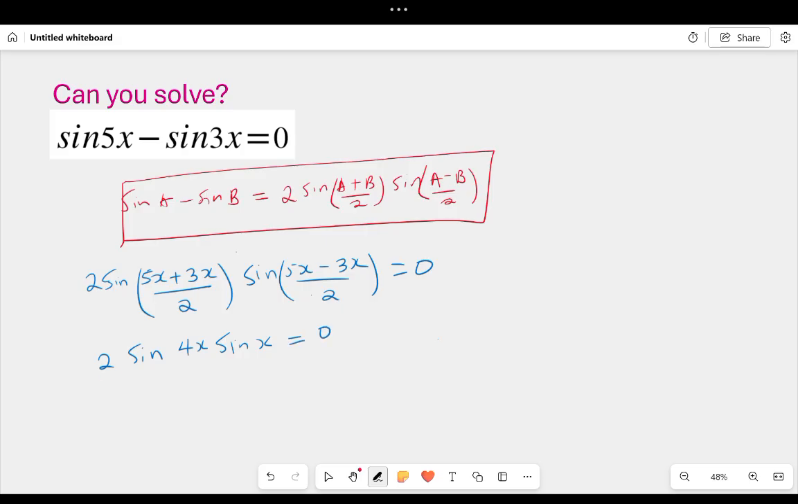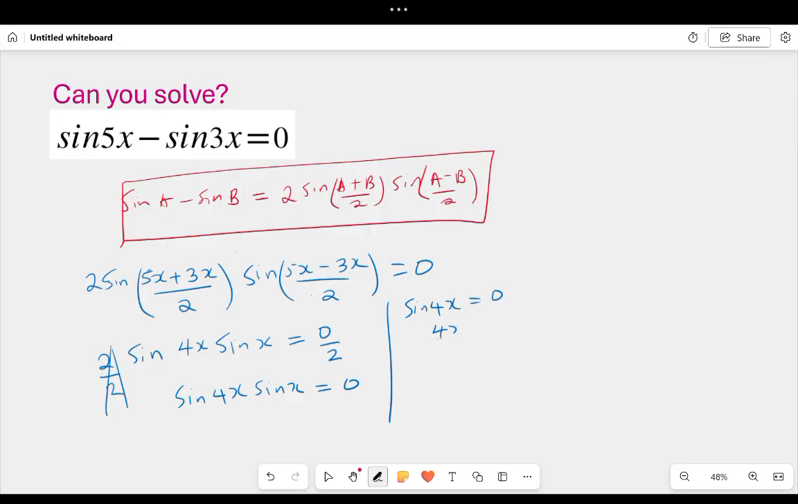So sine x is equal to 0. Now, divide by 2 on both sides, we are going to finally get sine 4x sine x is equal to 0. Now we need to get the solutions for both scenarios. So sine 4x is equal to 0.